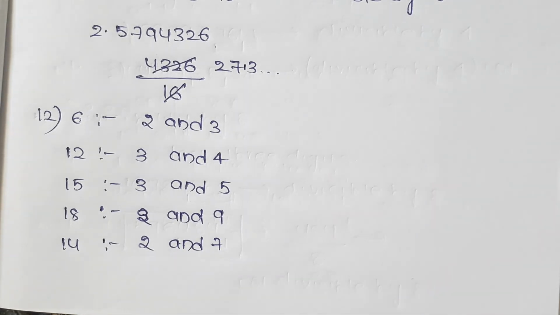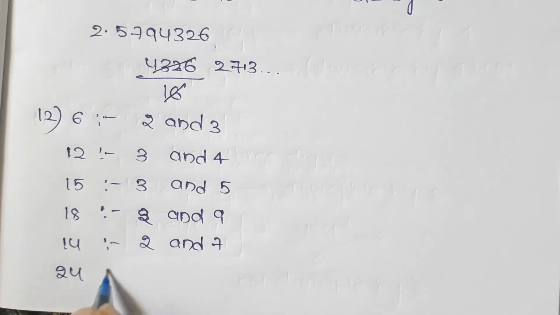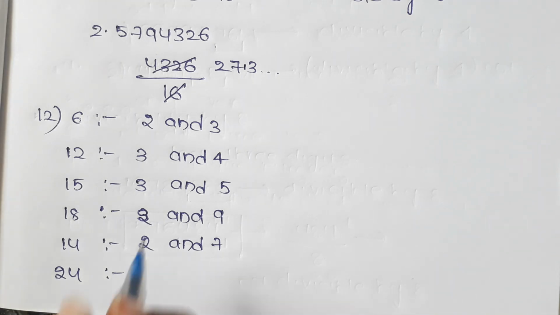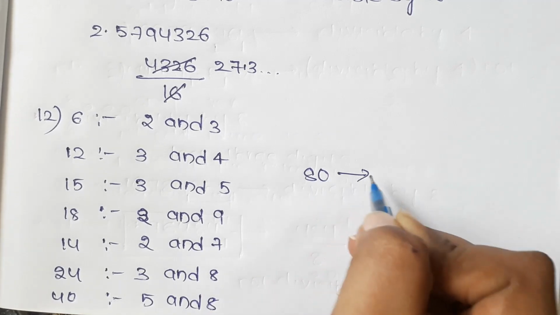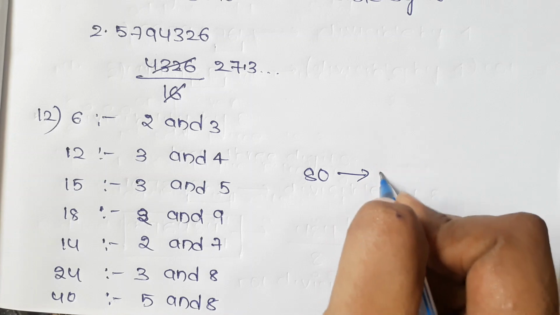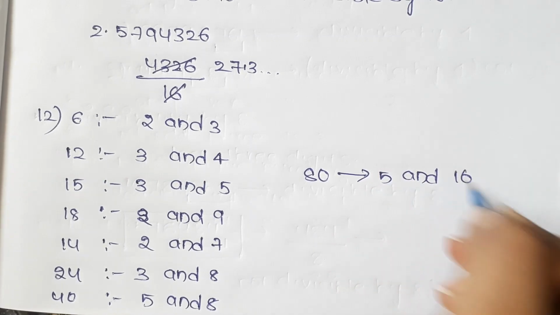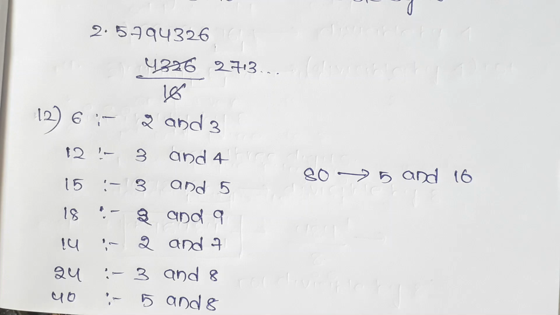And divisibility by 24. Similar to all, a number will be divisible by 24 when it is divisible by 3 and 8. And again 40 and 80 also. A number will be divisible by 40 if it is divisible by 5 and 8. And for 80, if a number is divisible by 5 and 16, then that number will be divisible by 80.